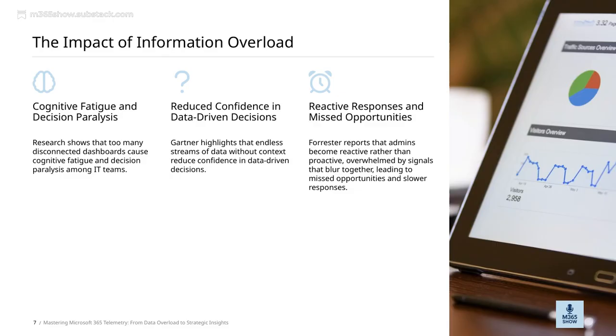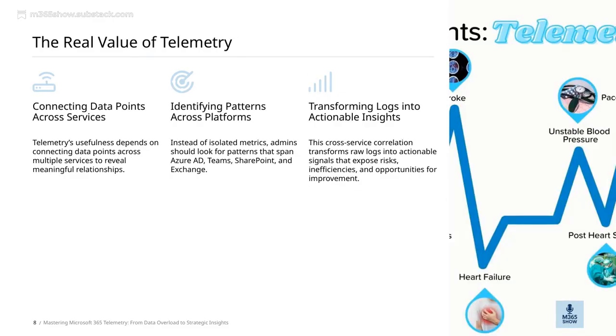That's the core theme we're exploring today, finding ways to master telemetry and make data work for us, not against us. Now, let's talk about the true value of telemetry. Mastering Microsoft 365 telemetry means moving beyond just collecting data. It's about turning that raw information into strategic insights. When we perform cross-service correlation, we transform basic logs into actionable signals. These signals can reveal risks, highlight inefficiencies, and even point out opportunities for improvement that might otherwise go unnoticed.